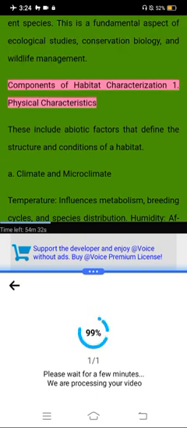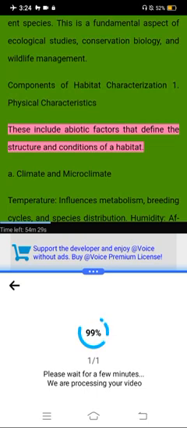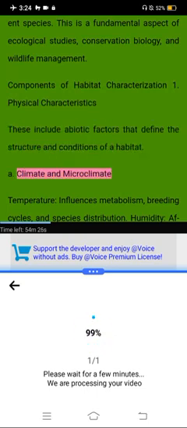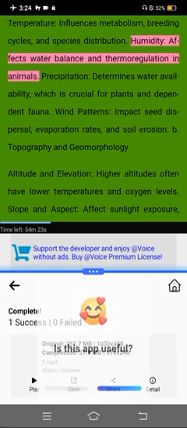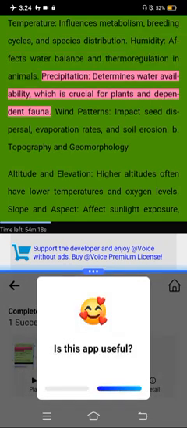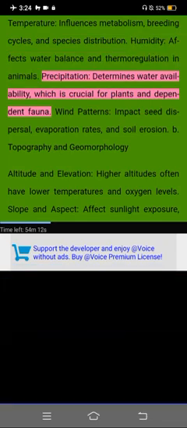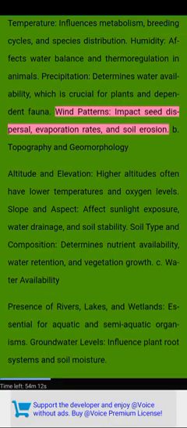Components of habitat characterization. 1. Physical characteristics. These include abiotic factors that define the structure and conditions of a habitat. A. Climate and microclimate. Temperature influences metabolism, breeding cycles, and species distribution. Humidity affects water balance and thermoregulation in animals. Precipitation determines water availability, which is crucial for plants and dependent fauna. Wind patterns impact seed dispersal, evaporation rates, and soil erosion.